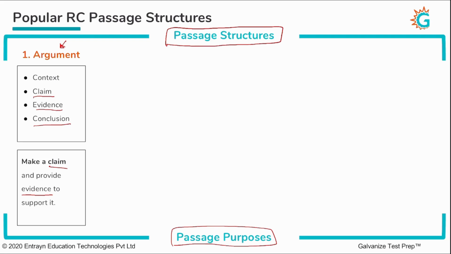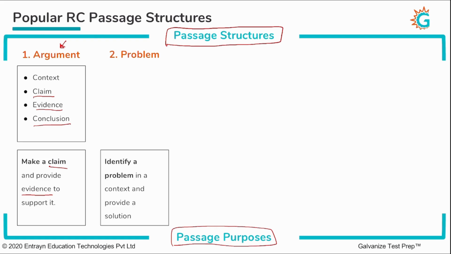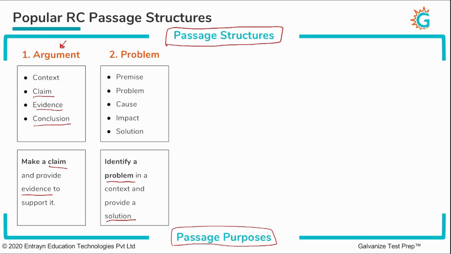Let's look at another kind of RC passage structure common on the GRE, the problem structure. So what do we mean by a problem, right? Problem is all about highlighting an issue, pointing out a flaw, and so on. So essentially the passage will identify a problem in a particular context and usually, but not always, provide a solution to that problem, right? So if you look at the structure of a problem RC passage, there will be a context, which is the premise or some assumptions. Then they will introduce the problem and talk about the cause, the impact, and the potential solution, right?